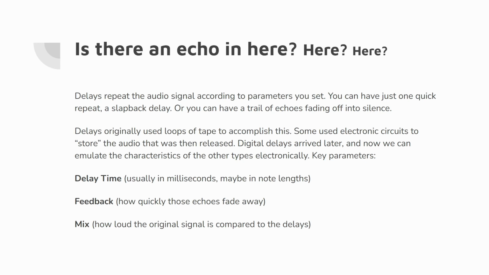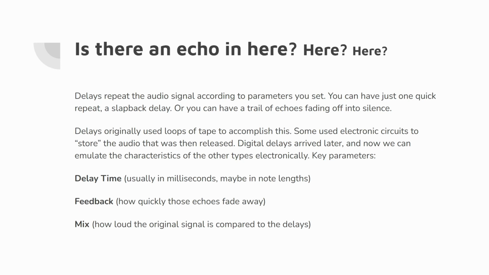So there's just one echo, one quick echo within 100 and something milliseconds, and then no more. Or you can have a trail of echoes and have them fade off into silence, or stay the same level for some weird effect, or get louder even. Originally, you'd have loops of tape that would just go through, and you'd write to them and play them at the same time. You could accomplish it that way.